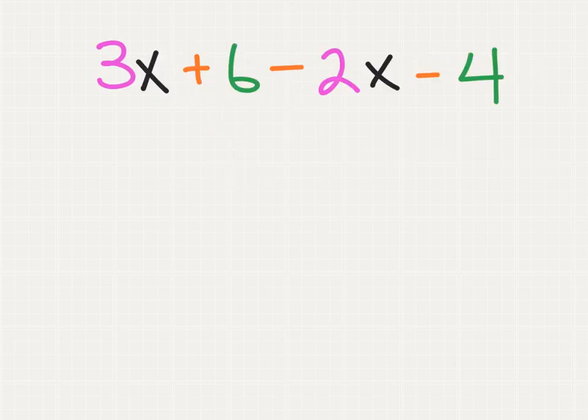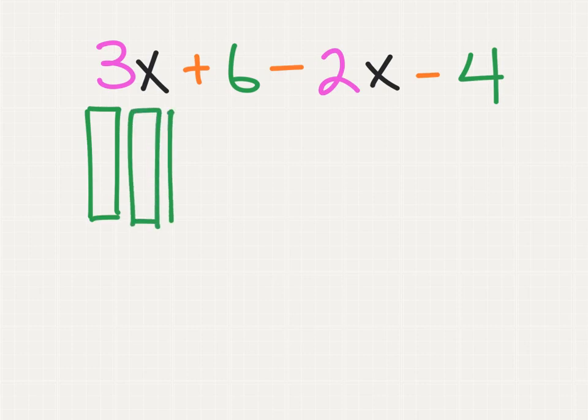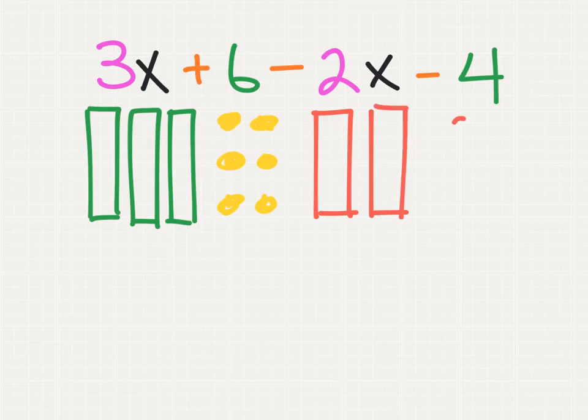Here is another algebraic expression. I have a variable, I have an operator, I have an algebraic expression. I model expressions by using green rectangles to represent positive variables, yellow circles to represent positive integers, red rectangles to represent negative variables, and red circles to represent negative integers. 3x or positive 3x would be 3 green rectangles. Plus 6 or positive 6 would be 6 yellow counters. Minus 2x or negative 2x would be 2 red rectangles, while minus 4 or negative 4 would be 4 red counters.